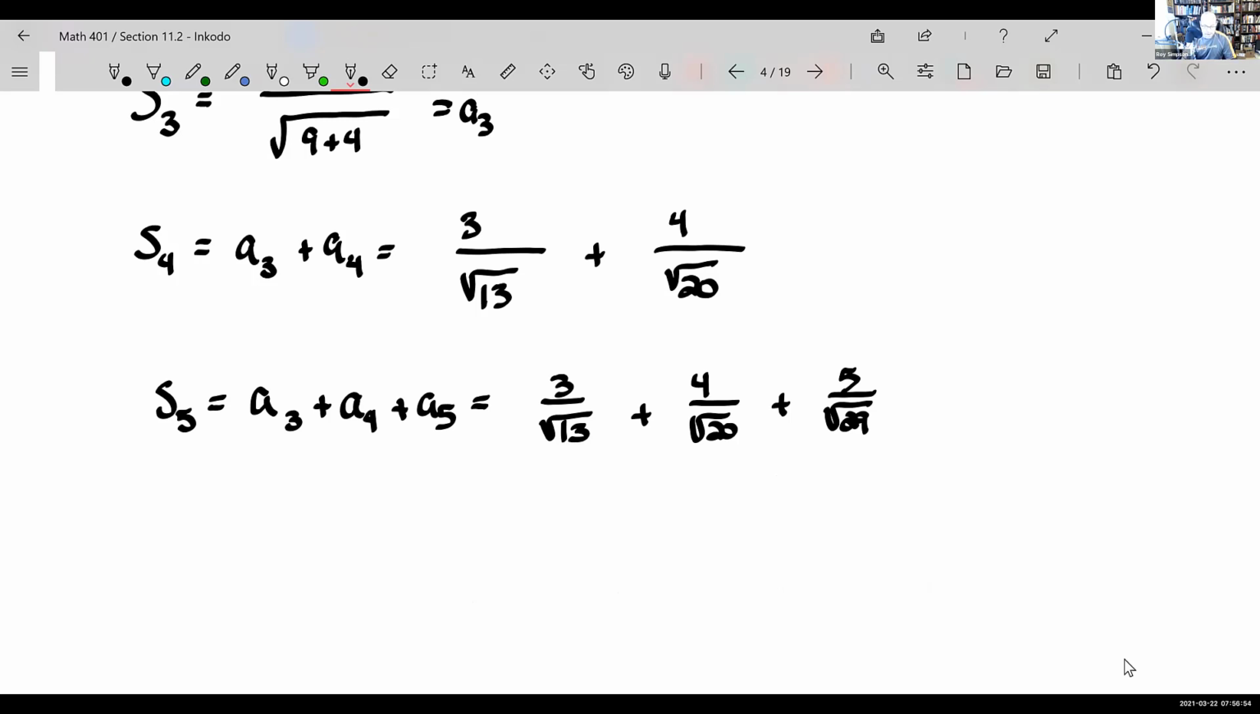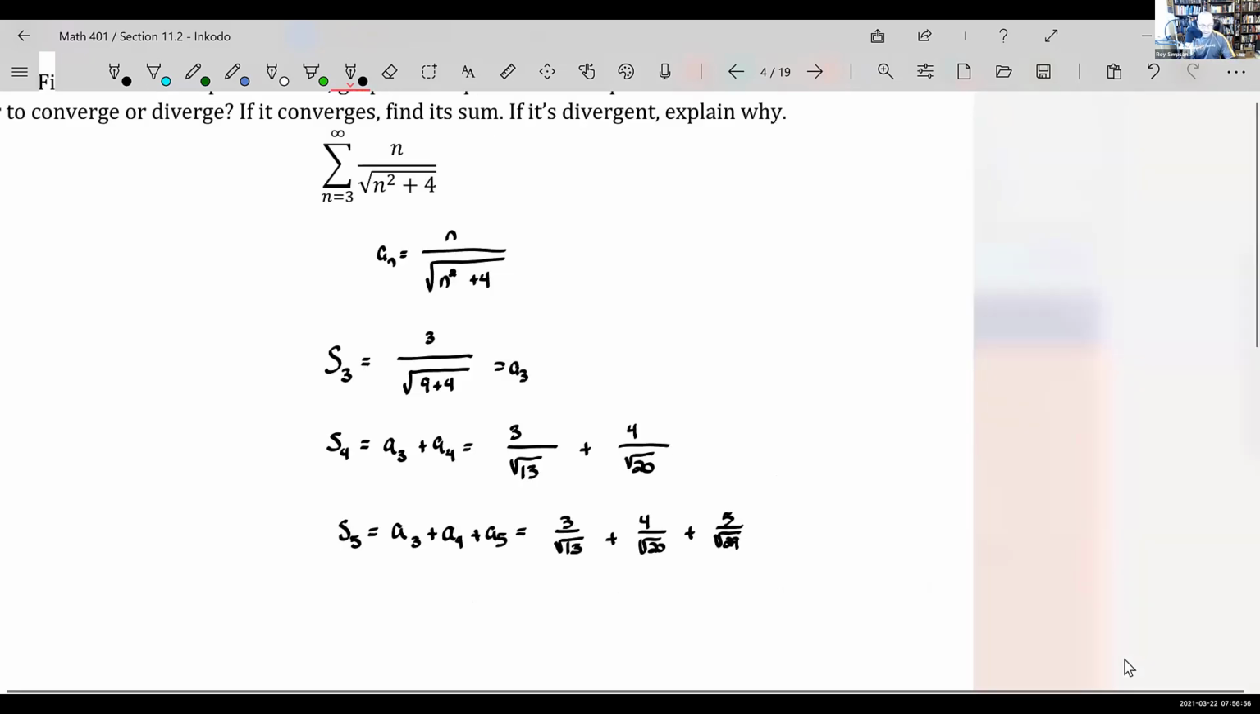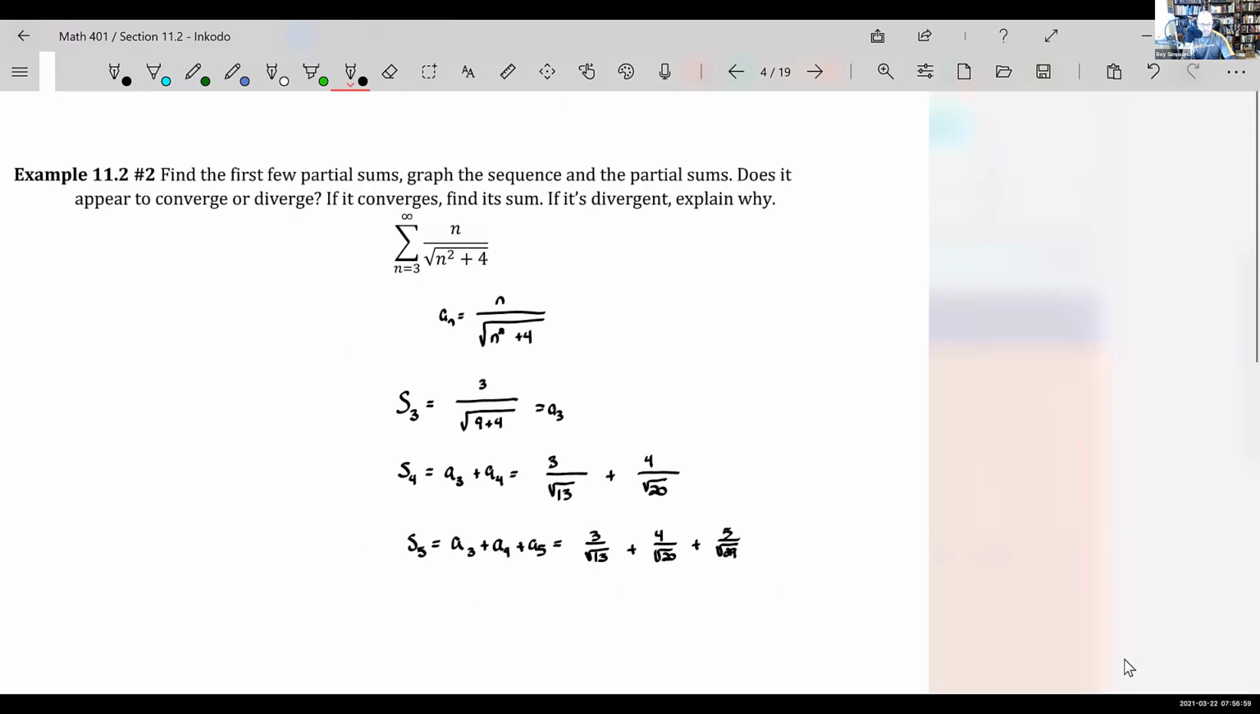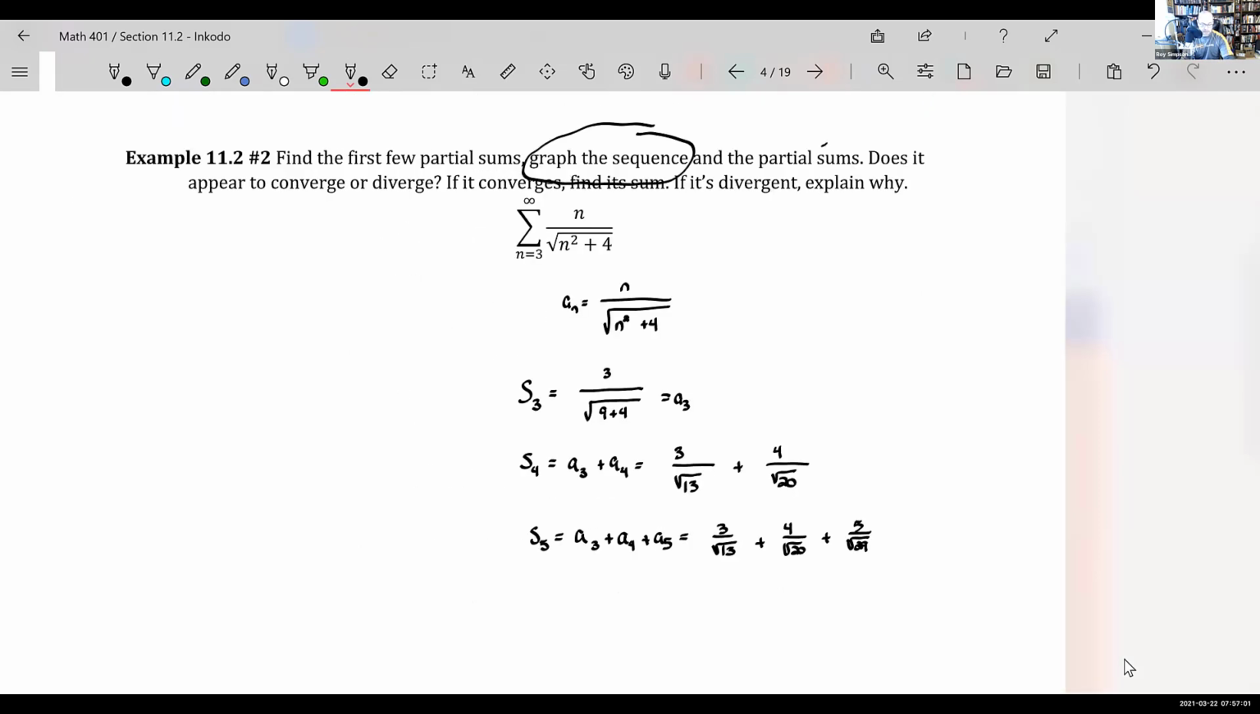But let's go ahead and use now Desmos to graph the sequence and the sequence of partial sums. So I'm going to hop back over to Desmos very quickly.